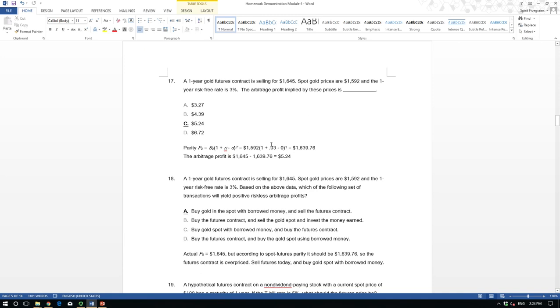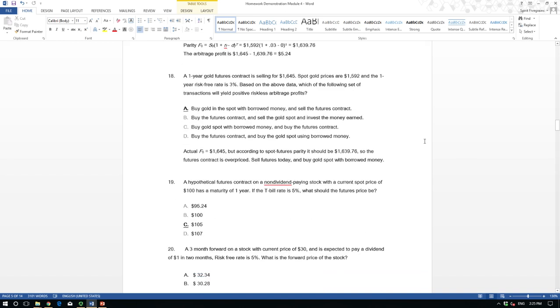Number 17, a 1-year gold futures contract selling for 1645. Gold spot price 1592, and risk-free rate 3%. Arbitrage profit would be what? In this case, you look at the theoretical futures price by applying 3% as the interest cost, and that will give you $1639.76 as the futures price for this gold. And the difference between the market price and your calculation is the arbitrage profit, $5.24.